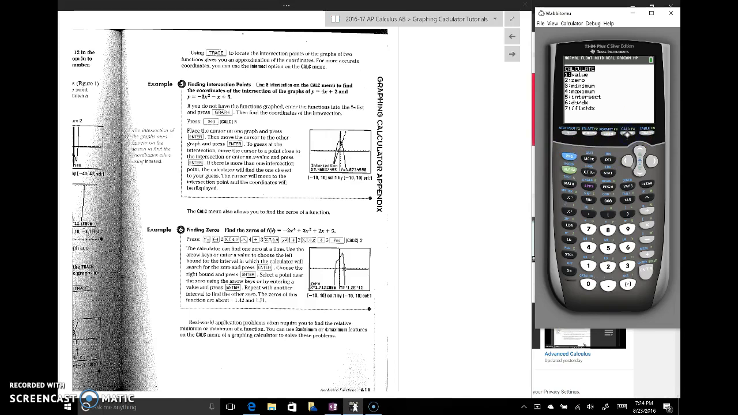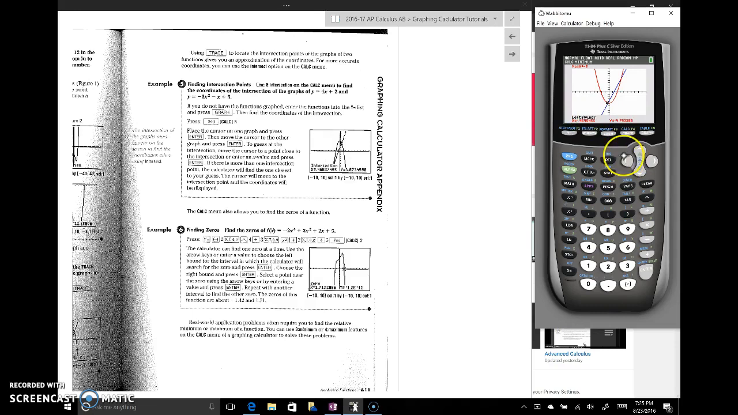Let's say we want to find the minimum value that that parabola has. So we can go to minimum. We need to select the correct graph. Right now it's selecting the line, but we wanted the parabola. So we're going to press the up arrow or the down arrow to switch graphs. We're going to switch to the parabola, and it's saying left bound.